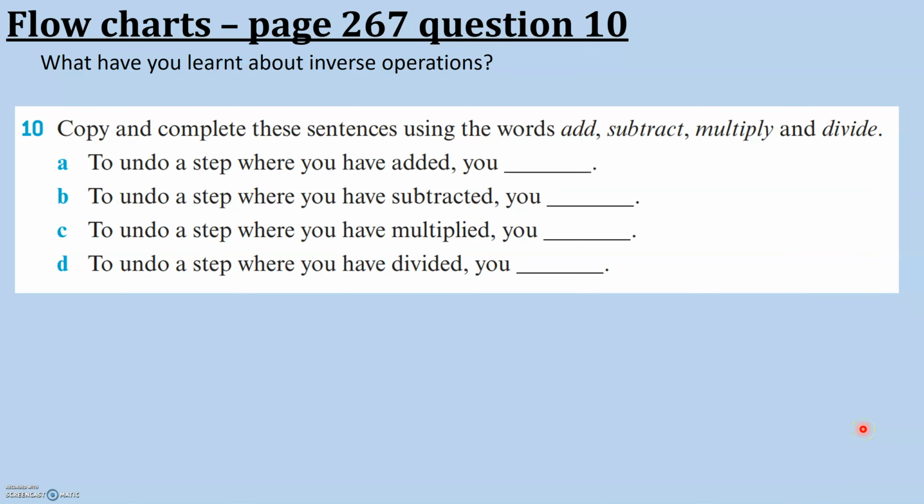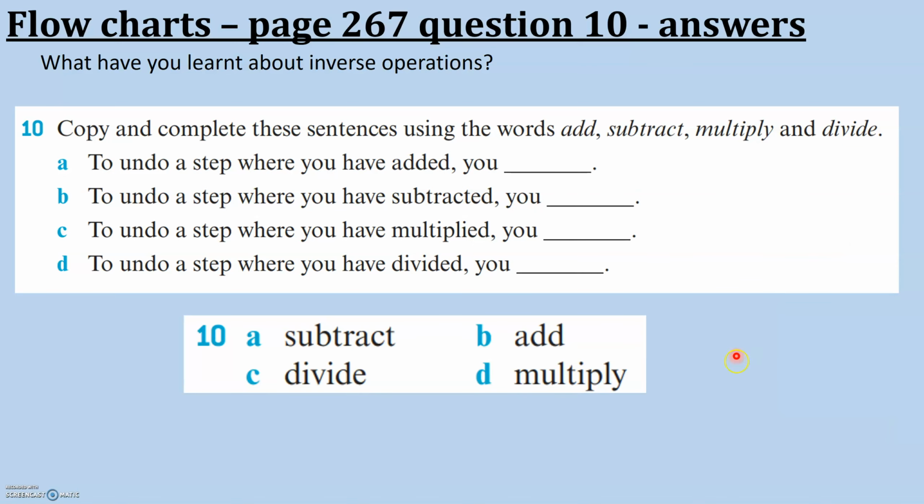All right, so we're going to sum this up with some word problems now. To undo a step where you have added, then you: add, subtract, multiply, or divide? Pause the video and go through those. And check your answers. To undo a step where you've added, then you should subtract. To undo a step where you have subtracted, you should add. Where you multiplied, you should divide. And where you divided, of course, you should multiply.